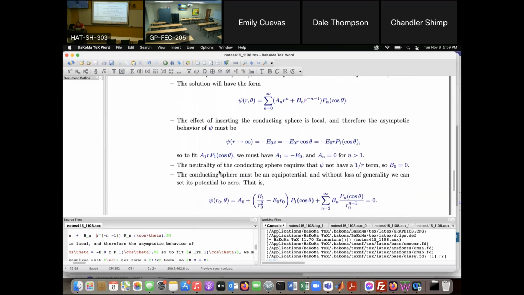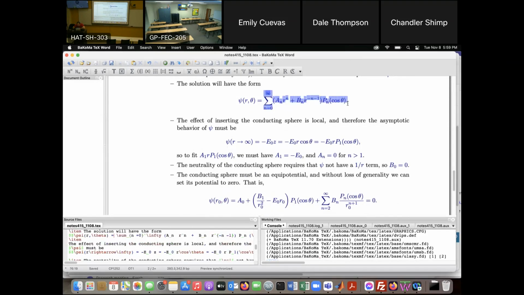Now, on the boundary of the sphere, remember, a sphere has a radius r0. On the sphere the potential is constant, and we can assume without losing generality that the constant is 0. So mathematically, we're saying that psi of r0 for any theta must be 0.